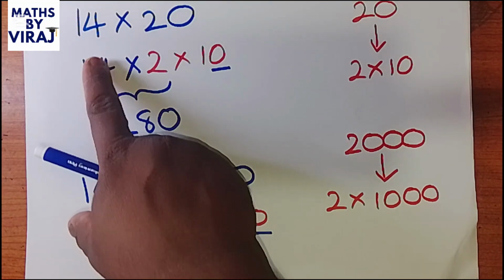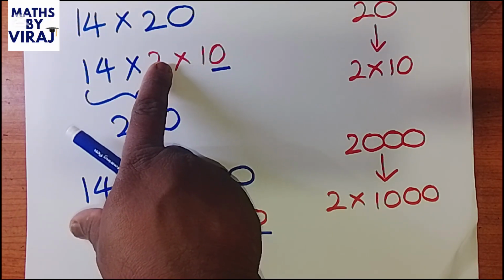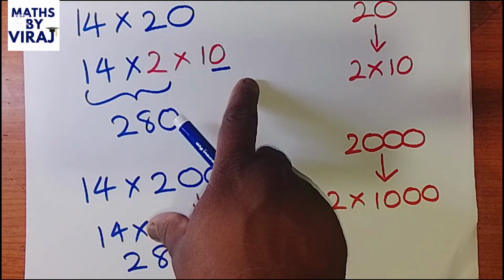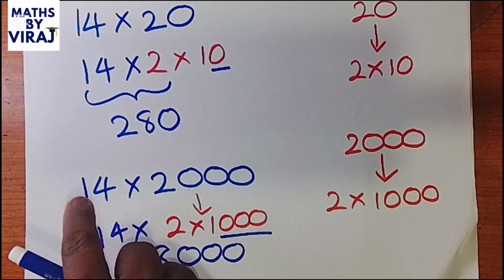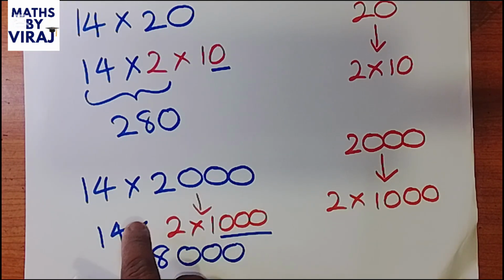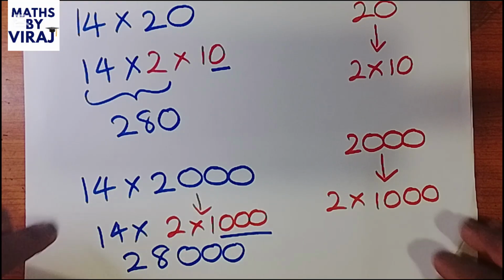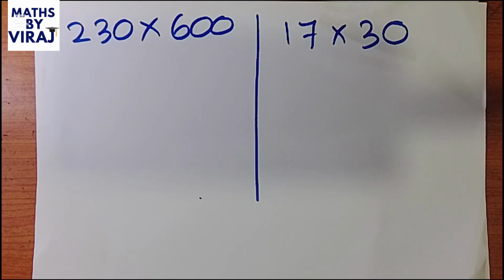28,000. Here, 14 into 20, 20 is 2 times 10, 14 into 2 is 28, and the 0 is over here. 14 into 2000, 14 into 2 into 1000, 14 into 2 is 28,000. The three zeros are here. Right. Look at these two sums.